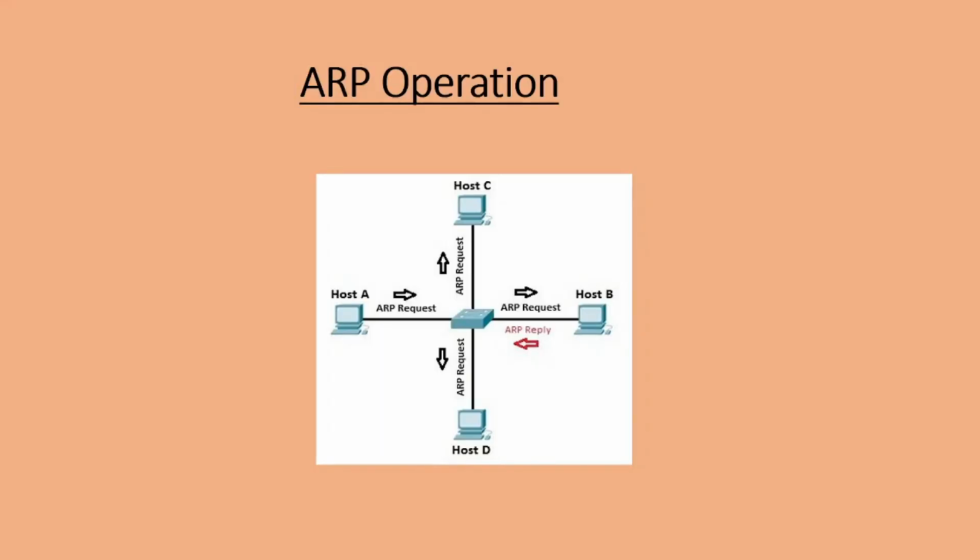This ARP operation: A, B, C, D, 4 hosts are connected, and host A is going to send an ARP request to host B, and the request reaches every host, C and D also, but eventually it reaches host B, and host B replies with its MAC address.